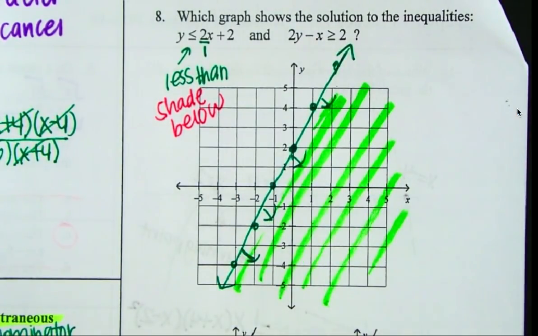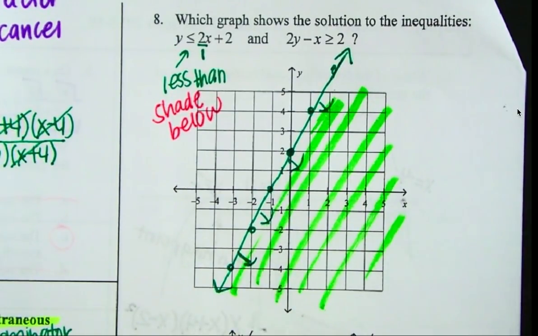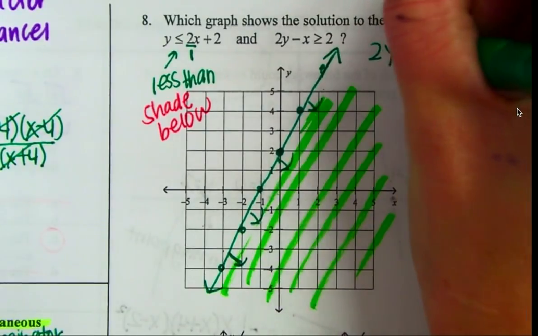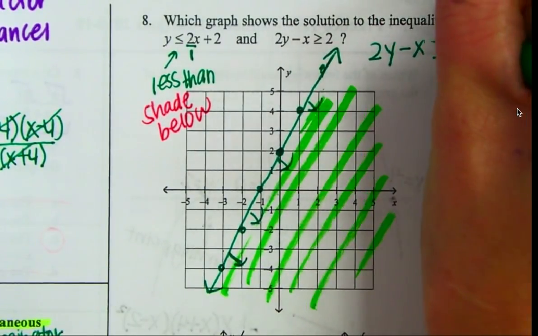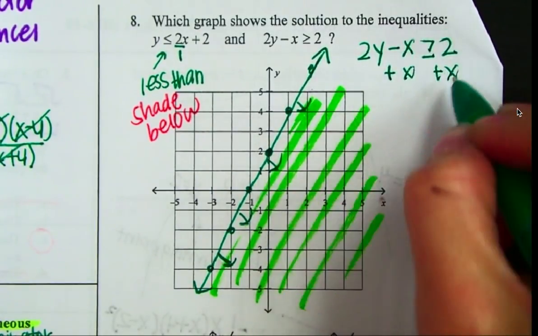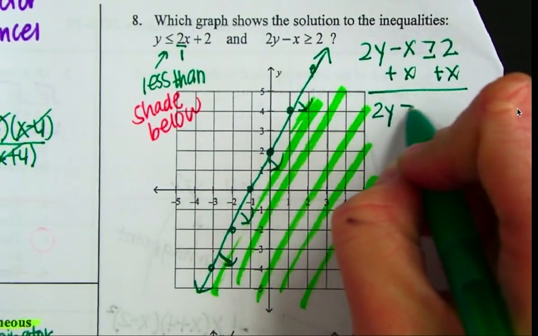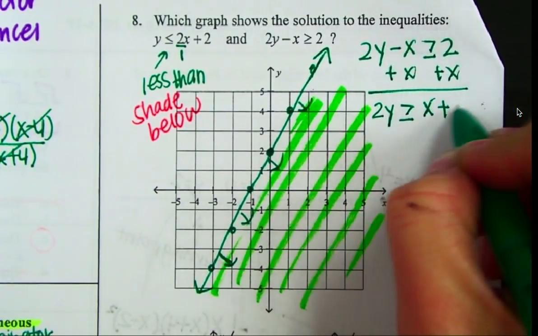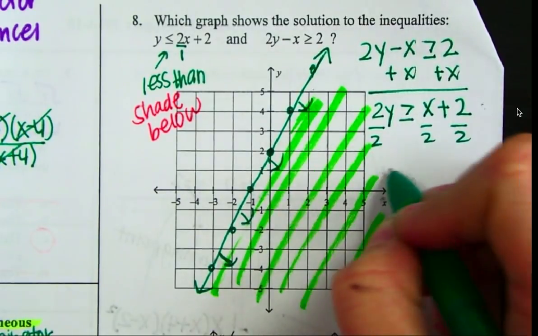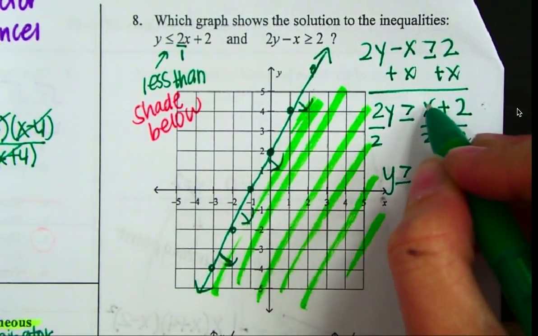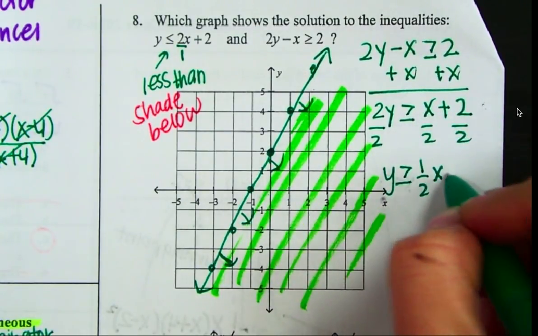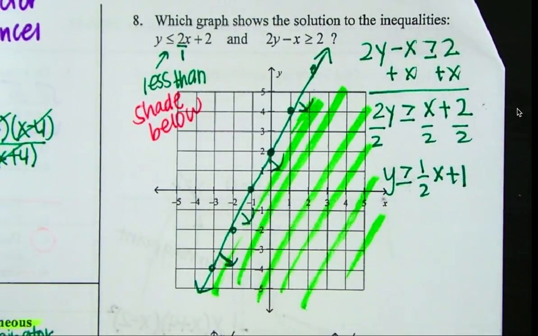Okay, now we're going to graph 2y minus x is greater than or equal to 2. First we need to get it in slope-intercept form, so we're going to get y by itself. So I'm going to move over the x. I get 2y is greater than or equal to x plus 2. Then to get y by itself, we're going to divide everything by 2. And I get y is greater than or equal to 1/2 x plus 1, because 2 divided by 2 is 1. So I'm going to graph this one.